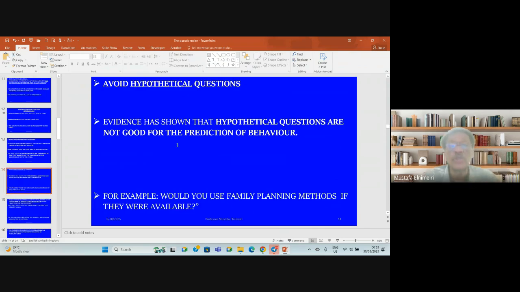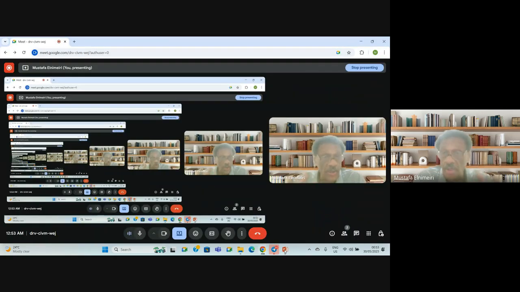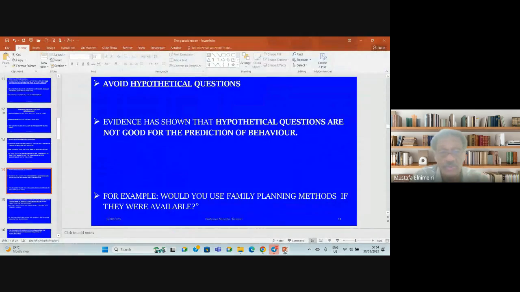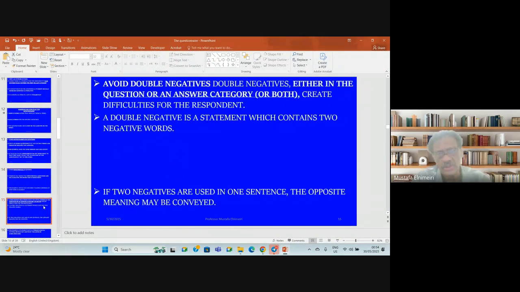Avoid also hypothetical questions. Evidence from research has shown that hypothetical questions are not good for prediction of the behavior of the individual. If you ask women, are you going to use contraceptive pills if they are made available for you? This is a hypothetical question, and it may not predict exactly whether they are going to use the contraceptive pills. So we need to avoid hypothetical questions.